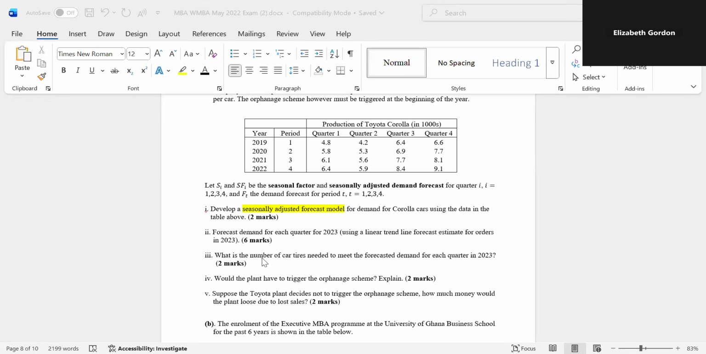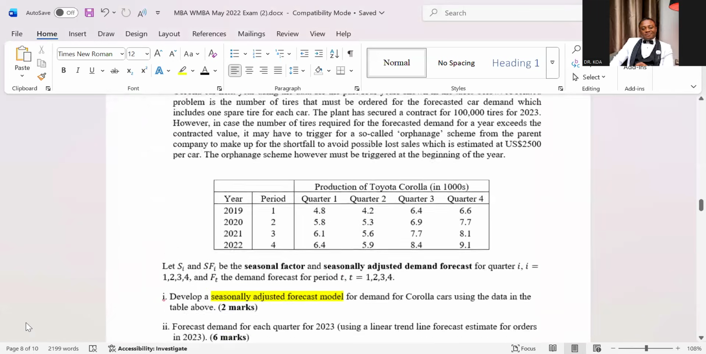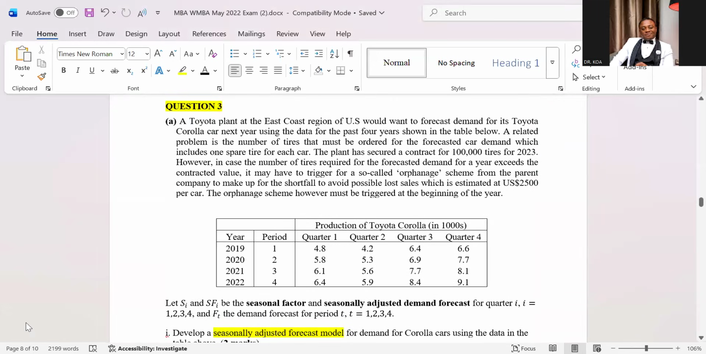All right. Now we go to the one that will give us 10 marks. Add to the terminal. This is the tricky part, okay? What is the number of car tires needed to meet this forecasted demand in each quarter in 2023? We need to know the number of tires needed. But the story actually told us something about tires. Let's go up and read it. What did it say about tires? Who can tell us something that is said about tires? Because you must have a fair idea.